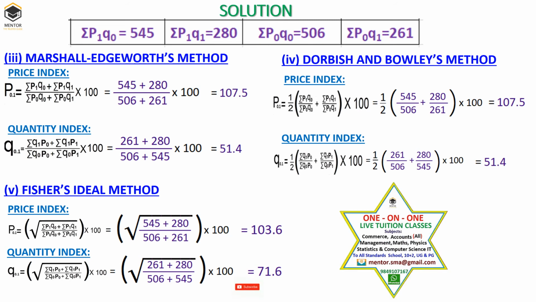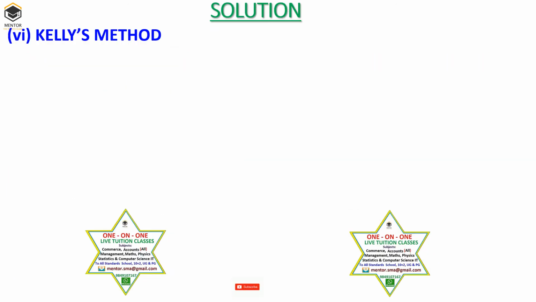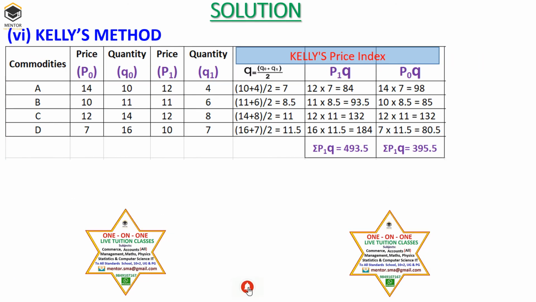Under this we have calculated the price index and quantity index. Okay, so let's see this method. We have Kelly's method. For this we know the tabulation is given in the question: base year quantity and price, current year quantity and price. So with respect to this I am going to create this tabulation for Kelly's method.